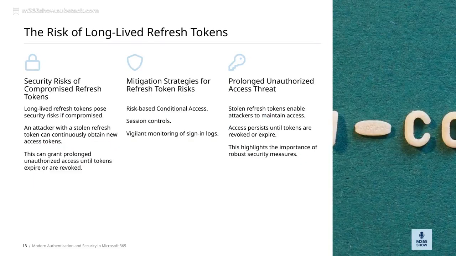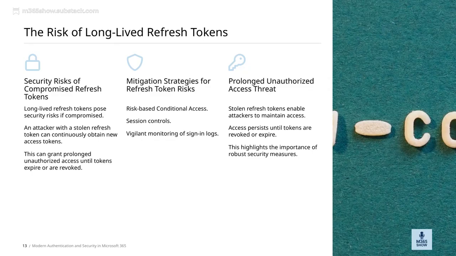Let's talk about the risks associated with long-lived refresh tokens. As you know, in modern authentication within Microsoft 365, refresh tokens play a crucial role in maintaining user sessions without requiring frequent logins. However, if these refresh tokens are stolen, they can be a serious security threat. Attackers who acquire a stolen refresh token can use it to keep gaining access to resources indefinitely. This access remains active until the tokens are either revoked or they naturally expire. That's why implementing strong security measures is so important.